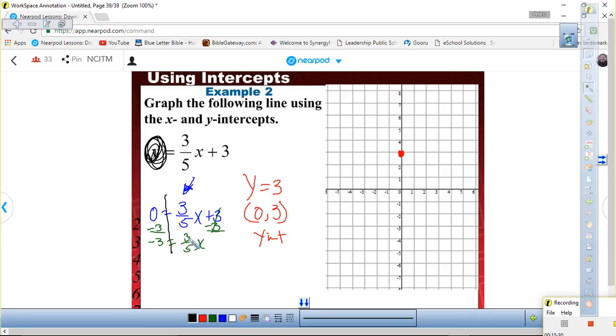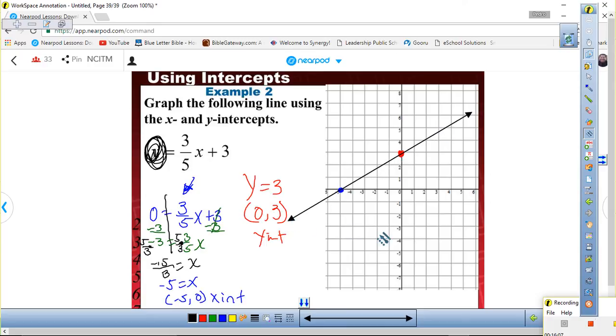To leave the x by itself, how can we get rid of this 3/5 right here? Times the reciprocal, 5/3 times 5/3. So this becomes -15/3 equals x. And what is -15/3? -5 equals x, or (-5, 0). That's my x-intercept, and that goes right there. And there's my line.